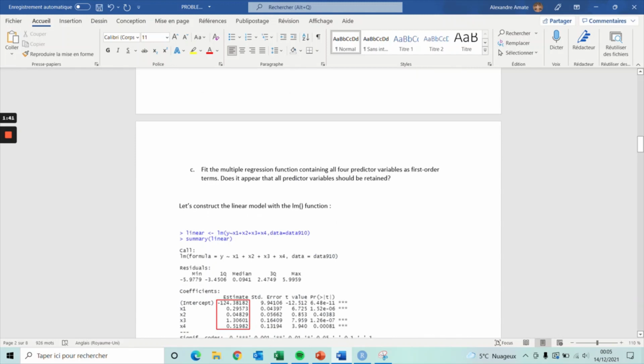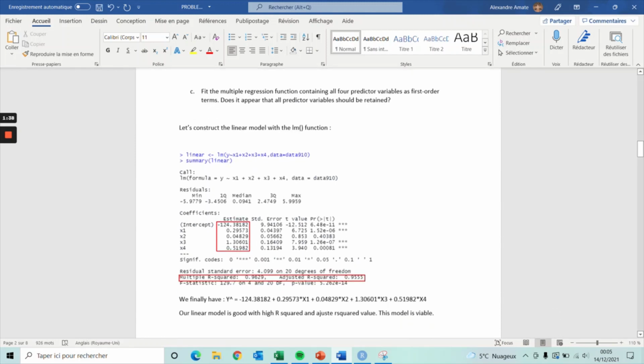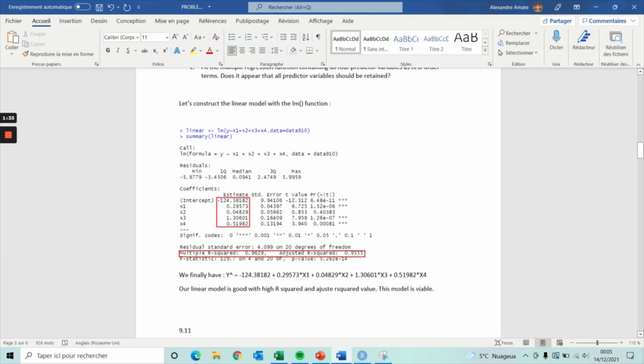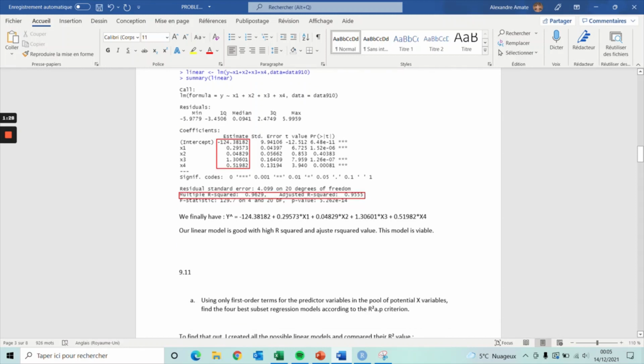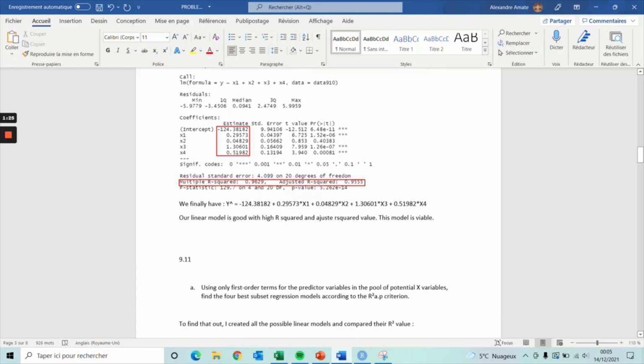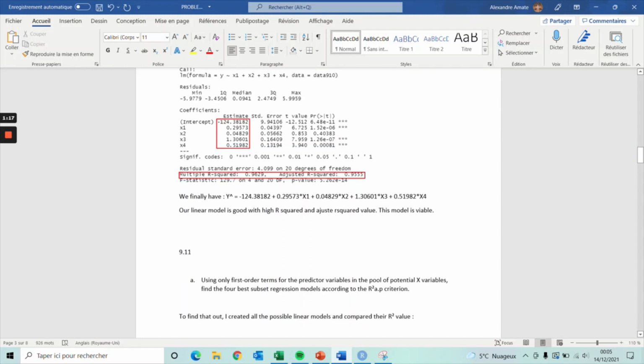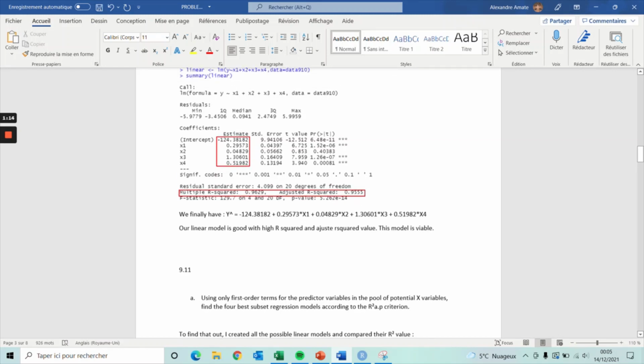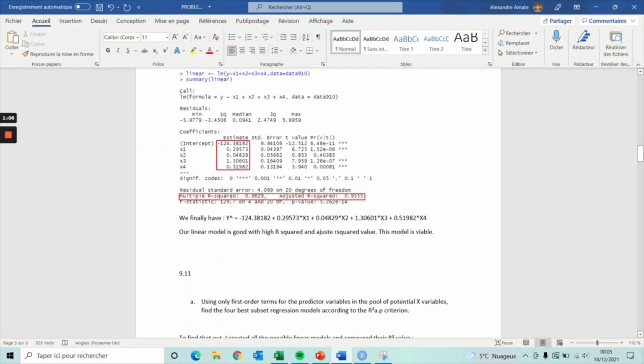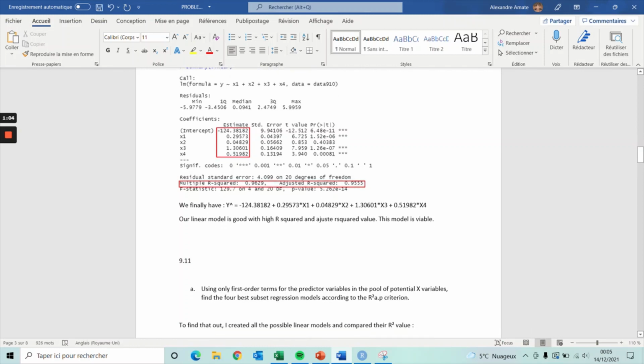So the last question: fit the multiple regression function, etc. Let's construct the linear model with the lm function, and use summary. Here we have the function: Y = -124 + beta 0, beta 1, beta 2, beta 4. Our linear model is good, with R squared and adjusted R squared values of 96 and 95, so really high. It's an accurate model, so this model is viable.